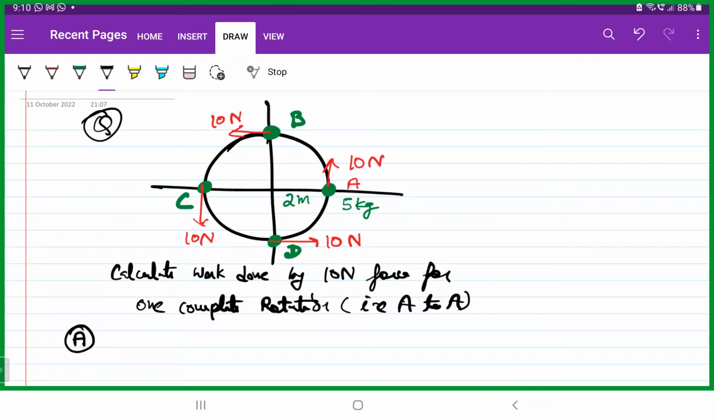The 2 meter you have written is the radius. R is 2 meter. Radius is 2 meter. Calculate work done by 10 Newton force for one complete rotation, that is A to A. Try to calculate.